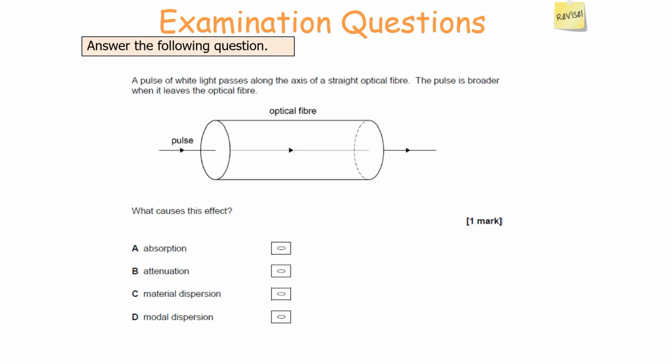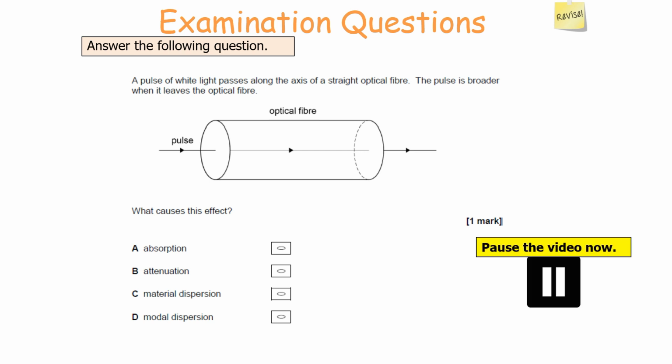Next question. A pulse of white light passing along the axis of a straight optical fibre. The pulse is broadened when it leaves the optical fibre. So what causes this particular effect? So pause the video now, then unpause the video when you want to go through your answer.